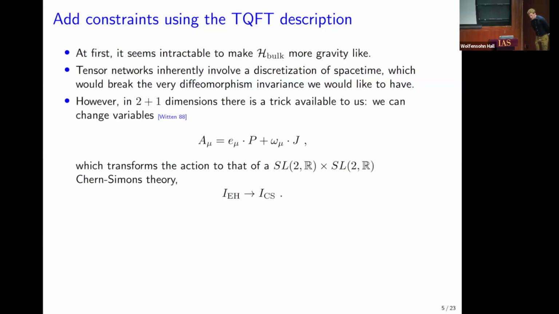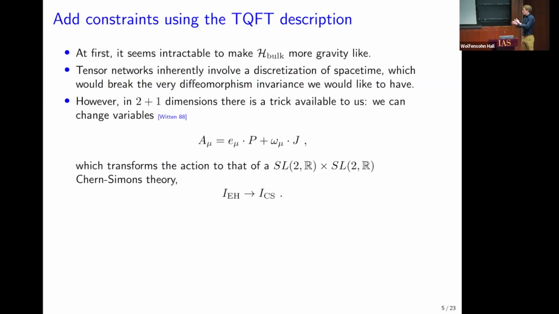However, and this is the trick, in 2+1 dimensions there's a trick available to us, which is that we can change variables. So we're going to work in 2+1 dimensions, that's two spatial dimensions and one time dimension. The change of variables is essentially given here, where e_mu and omega_mu are the vielbein and spin connection. These are gravity quantities. P and J are the generator of translations and the generator of Lorentz transformations. So the right-hand side is all quantities that you would naturally define in gravity, and we're just packaging them into this quantity A_mu, which will be a gauge field.